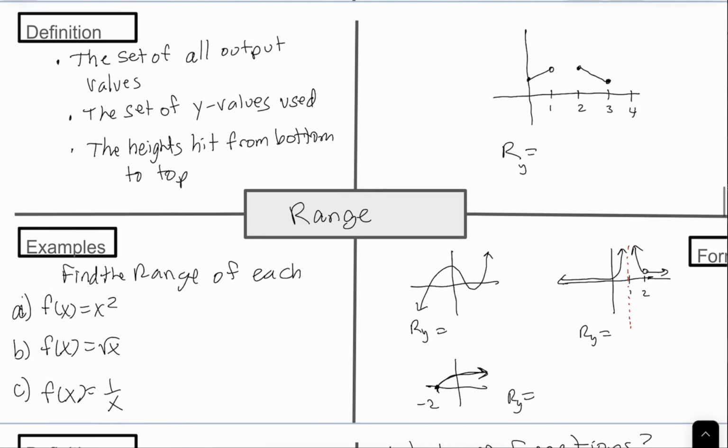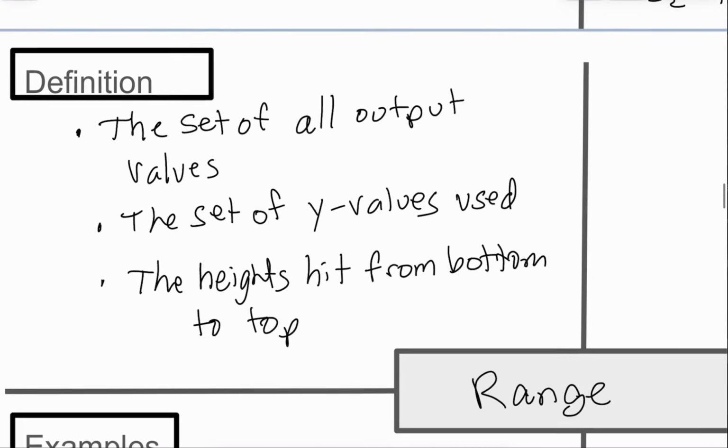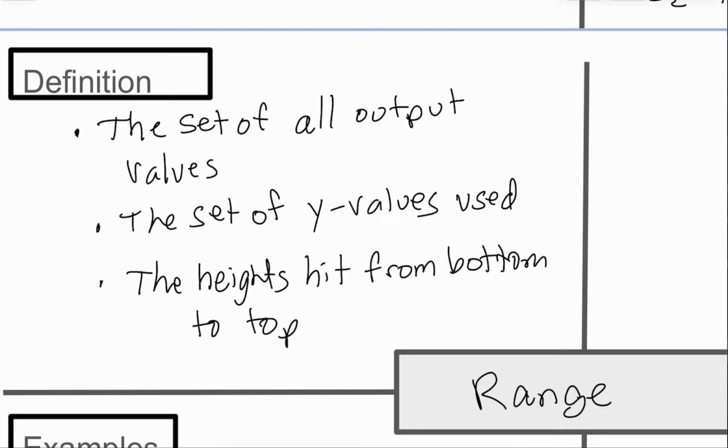Next word we're going to talk about is range. So first, let's go to the left corner. Let's go to the definition. So the range is the set of all output values, the set of the y values that we have used, the heights that we hit from the bottom of the graph to the top of the graph. So go from least to greatest, which would be bottom, lowest to highest.